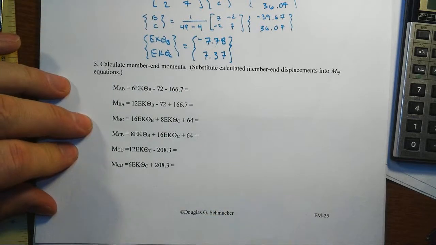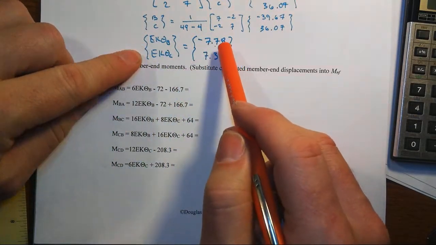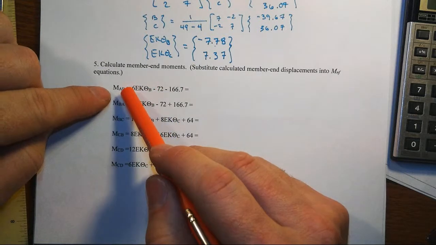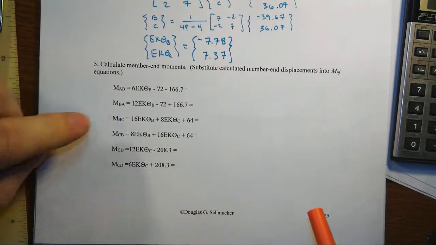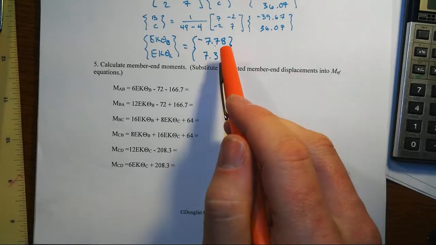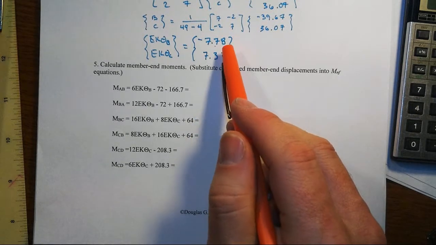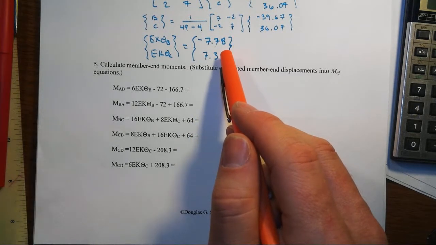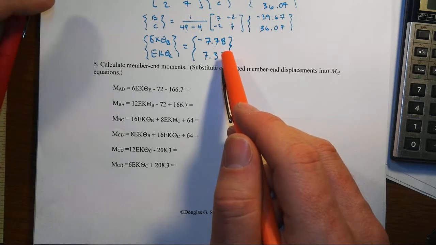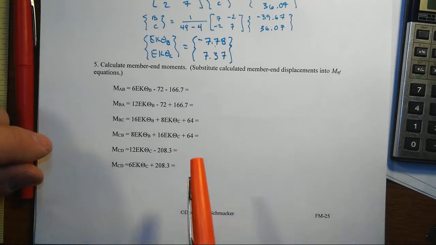In this last numerical part of the example, we're going to take the member end displacements that we calculated and turn them into member end moments using the slope-deflection equations. Now what I'm going to do is put in the numbers that we've calculated by hand, and then talk a little bit about rounding errors, and how you anticipate whether it's a rounding error or some other kind of mistake.